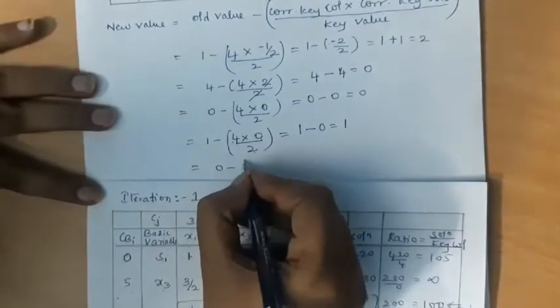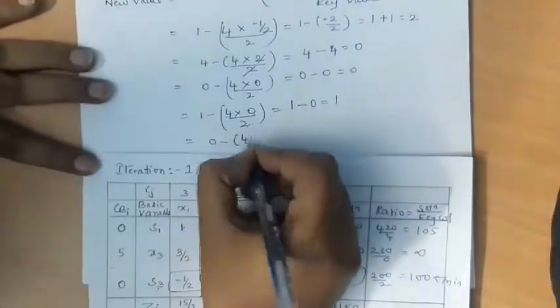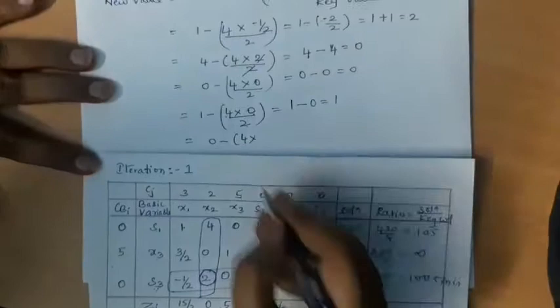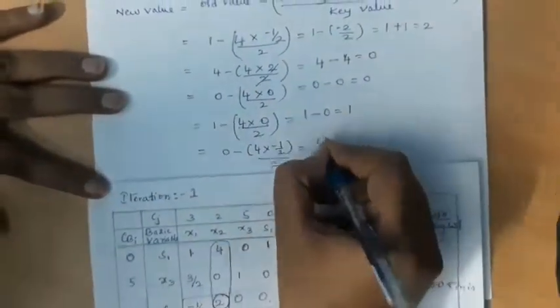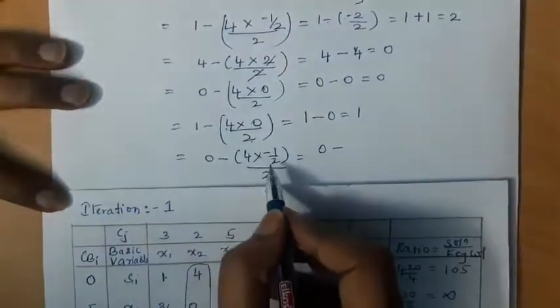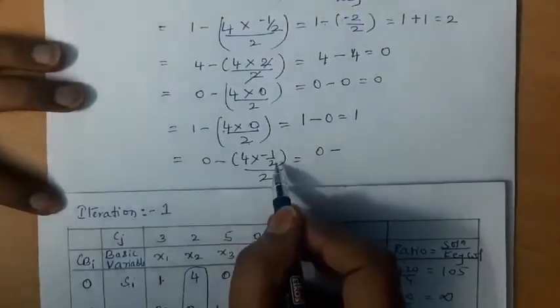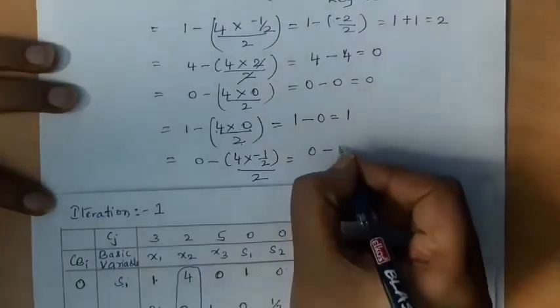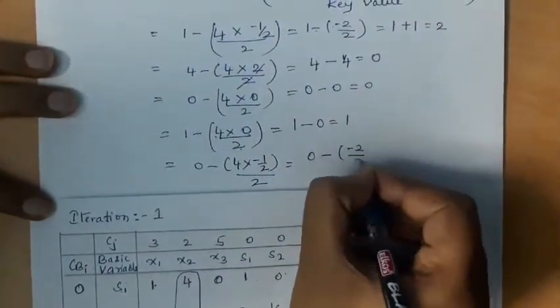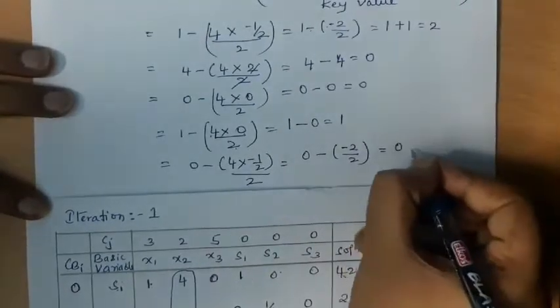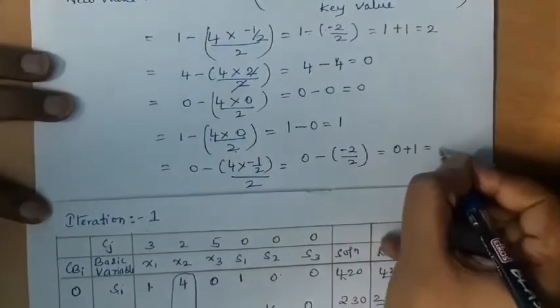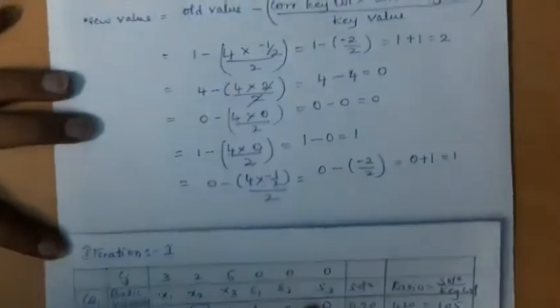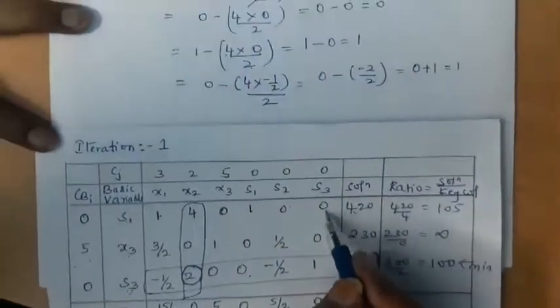Next old value is 0. So 0 minus the corresponding key column value 4 into the key row value, which is minus 1 by 2, divided by the key value, which is 2. So 0 minus, here we have 4 into minus 1 by 2. So we get again minus 2 divided by 2. Minus into minus plus 2 by 2 is 1. So 0 plus 1 is equal to 1. Assign 1.